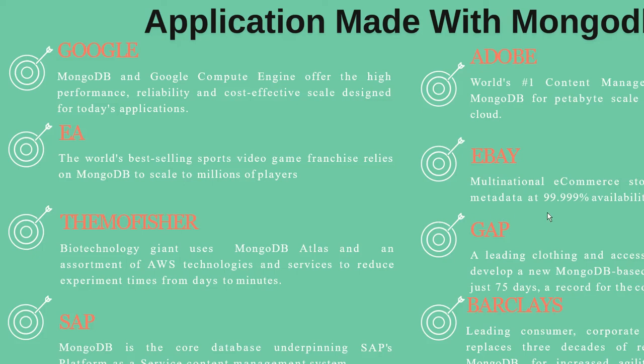A leading clothing and accessory retailer was able to develop a new MongoDB-based purchase order system in just 75 days, a record for the company. Barclays is a leading consumer, corporate and investment bank. KPMG also uses MongoDB data to power its accounting suite, and this is the accounting company related to banks. So these are all the companies using MongoDB. I am not telling only these companies; many companies are there, but Fortune 500 companies use this database. That is what we are giving to the market.